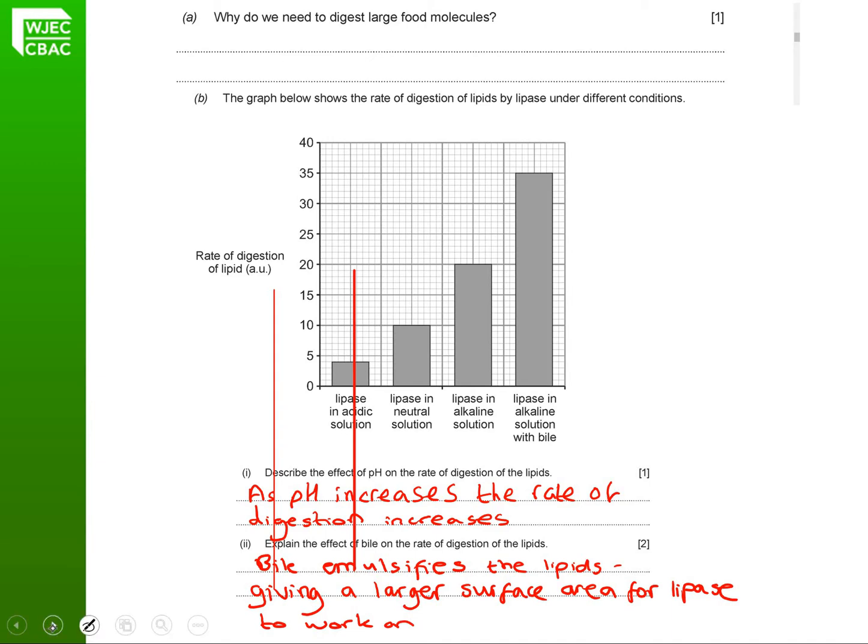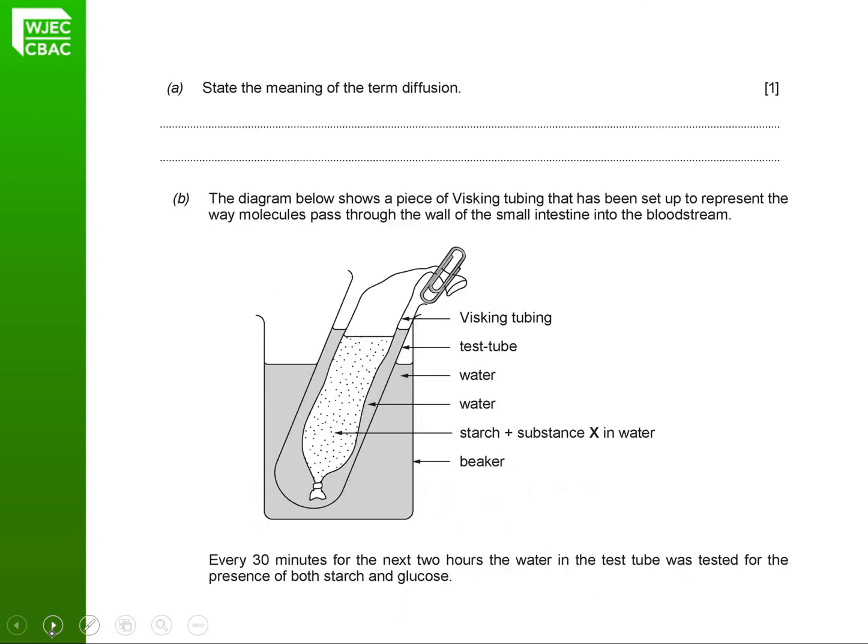Okay, so we're going to do another couple of questions now and then look at the answers. So this is question 4. First thing you're asked to do, and this is bringing in knowledge now from previous units, is to state the meaning of the term diffusion.